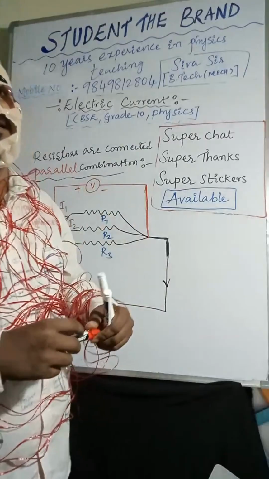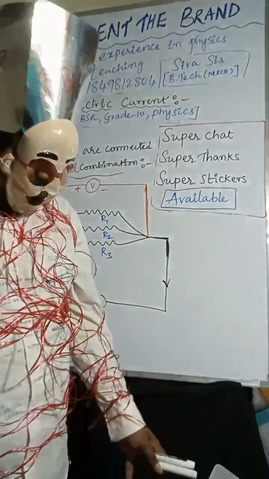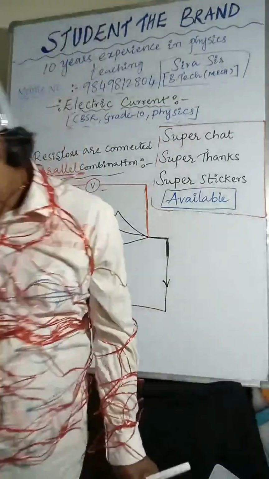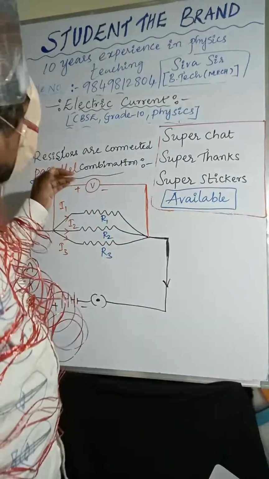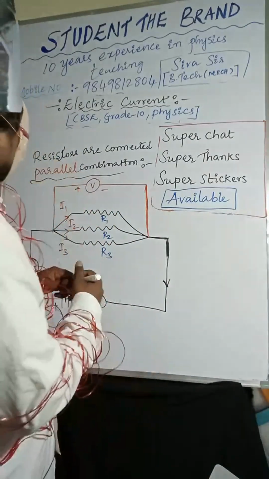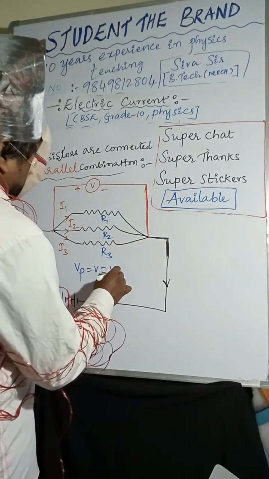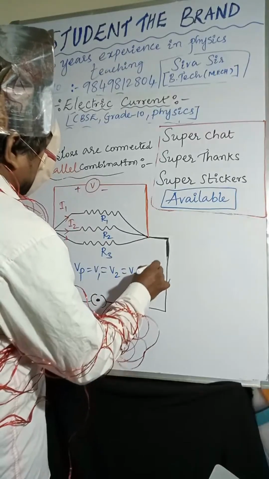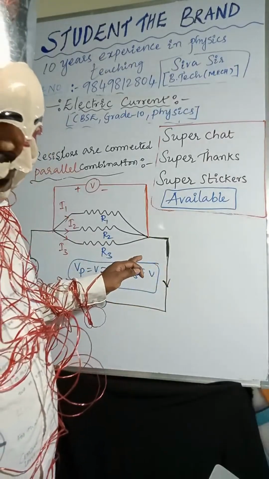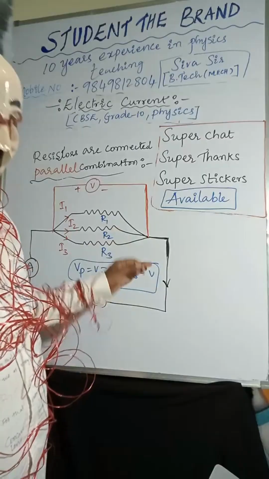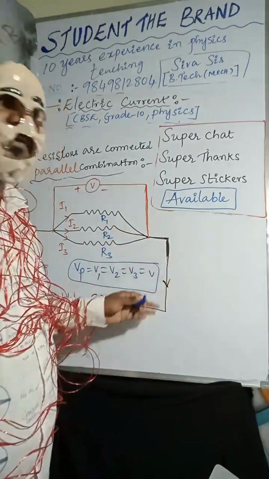If resistors are connected in parallel combination, you can see here, across R1, R2, R3, the potential difference is the same. That's why Vp equal to V1 equal to V2 equal to V3 equal to V. So this condition is very, very important, because they will give it for 1 mark.